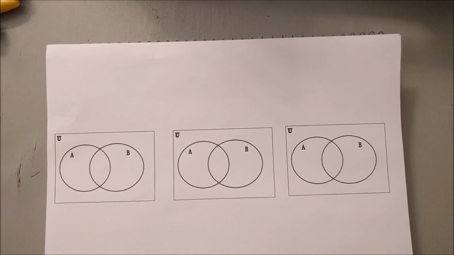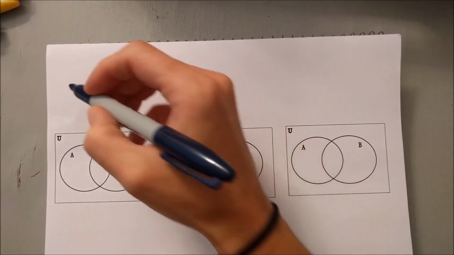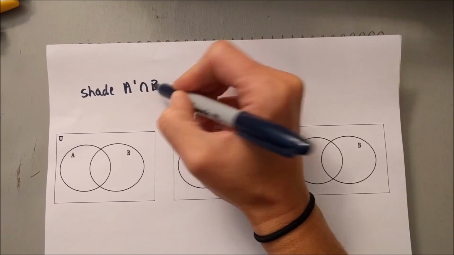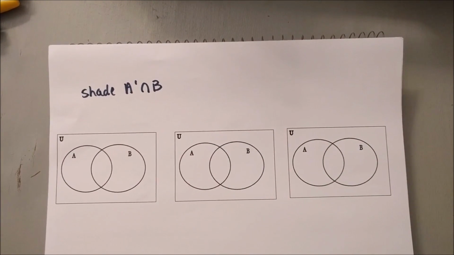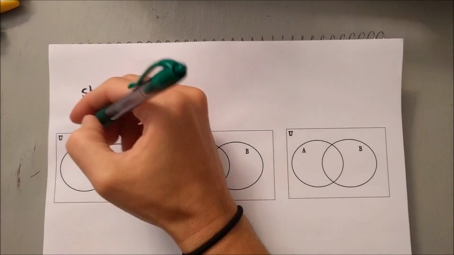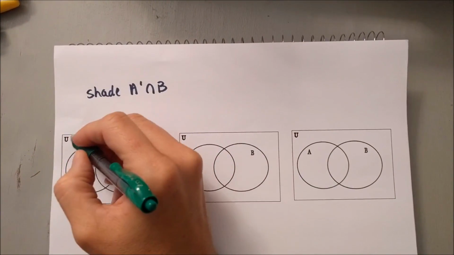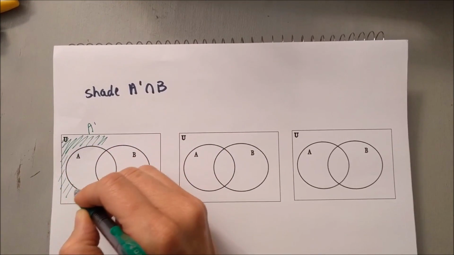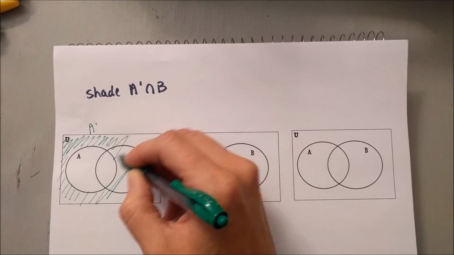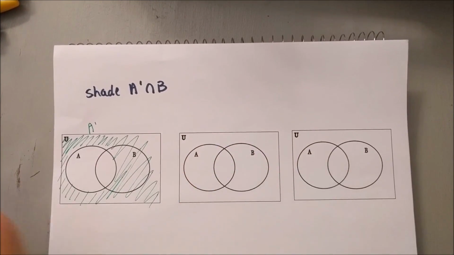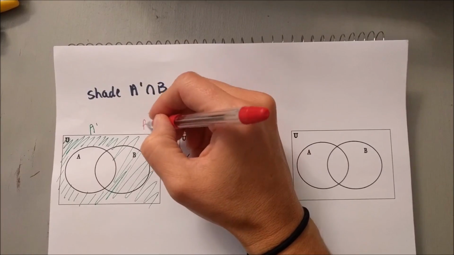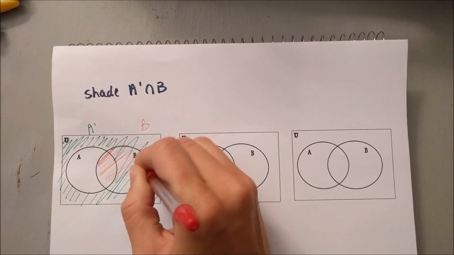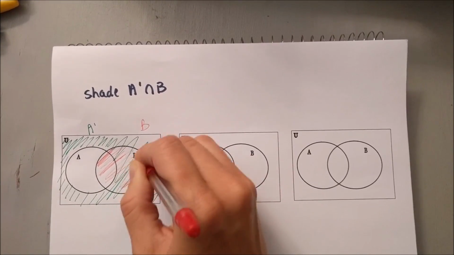Okay, so let's do that same problem in a different way. So what if it's shade A complement intersect B? Okay, I'm going to start by shading A complement in green, and I'm going to use less graphs this time. So I'm going to do A complement in green. Okay, then on the same graph, I'll do B in red. So all of this B section.